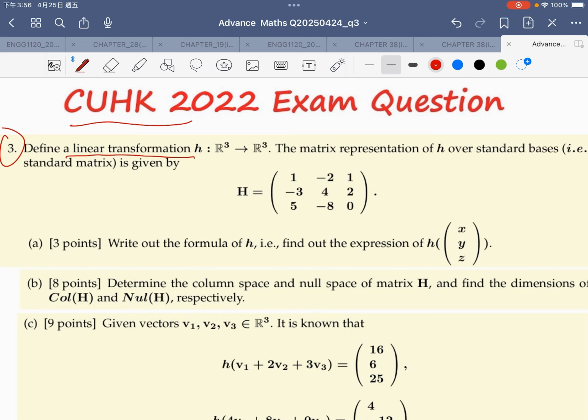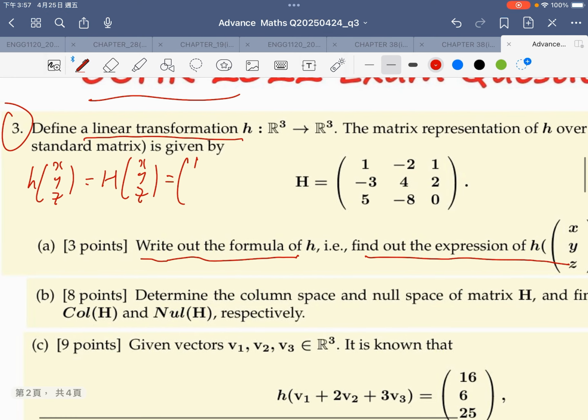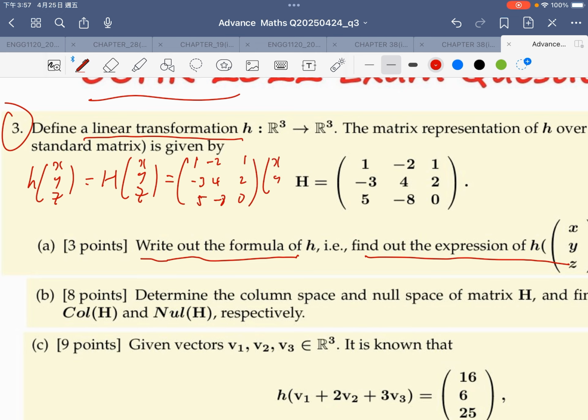That means that we can see that, by the definition of linear transformation, H of (X, Y, Z) is actually equal to H times (X, Y, Z). Write out the formula of H, i.e., write that expression of H(X, Y, Z). That is, we have to write down this matrix: 1, -2, 1; -3, 4, 2; 5, -8, 0, times X, Y, Z.